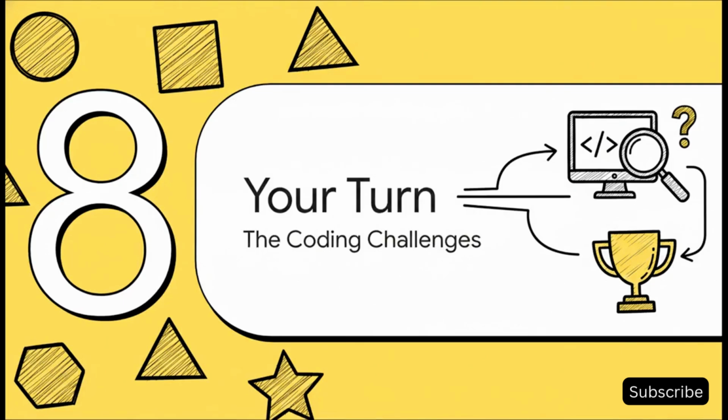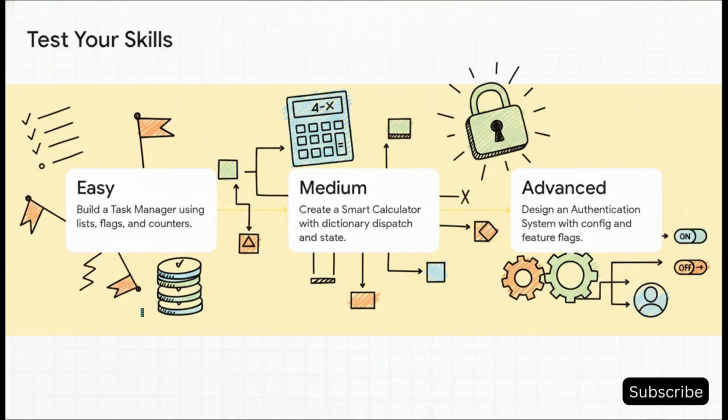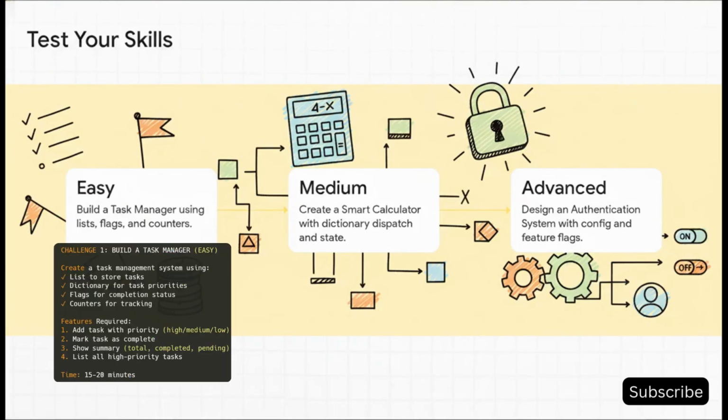All right, we've made it through all 7 patterns. We've covered a ton of ground. Now it's your turn. It's time to prove you've actually learned this stuff. So I've put together 3 coding challenges specifically designed to help you apply these new skills. First up, we've got an easy one. Build a task manager. This will get you using lists, flags, and counters.